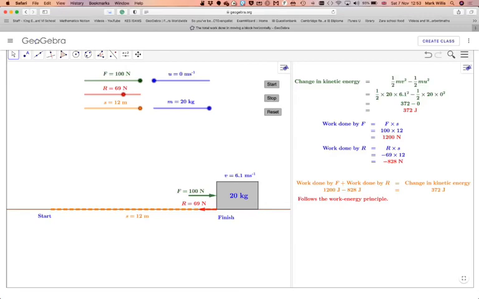Okay, and we can change the mass, and the same thing will happen. The work energy principle will be followed. So it's not an app that you could use.